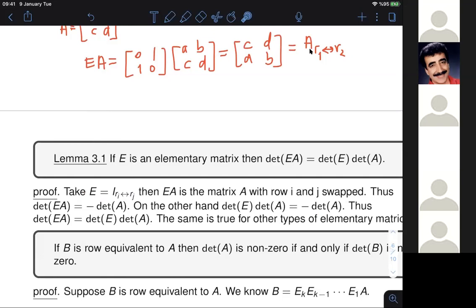Now repeat the proof with other types of elementary matrices and you will see that this identity always holds for elementary matrices. Later we will see in the next slides that this is not only true for elementary matrices, but this is true for any two matrices. So for any two square matrices, determinant of A times B equals determinant of A times determinant of B.